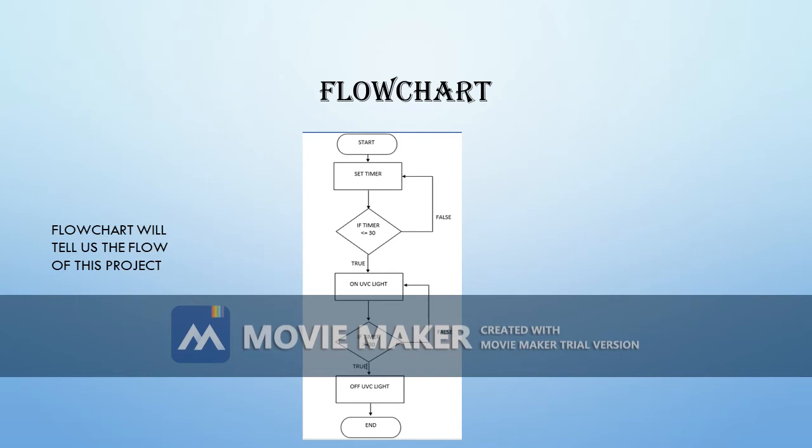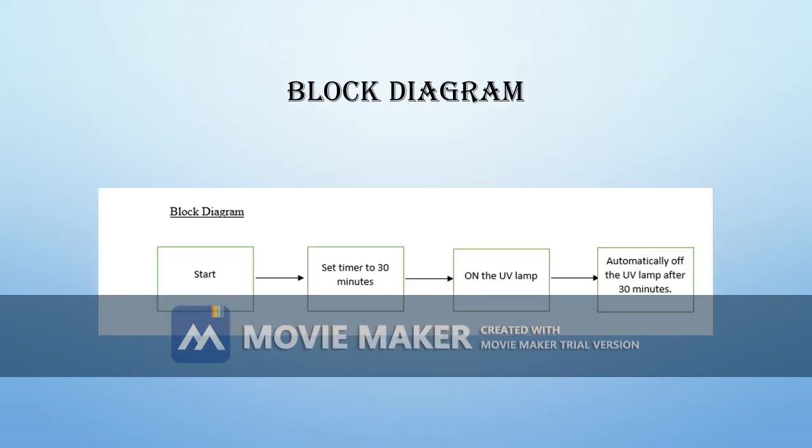So after the UVC light is on, the timer will count until 30 minutes. If it reaches 30 minutes, it will turn off the light automatically, which is very simple and easy for users to understand and access. Move on to the block diagram.